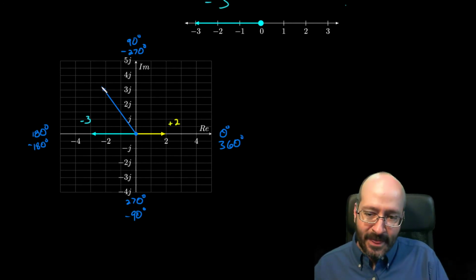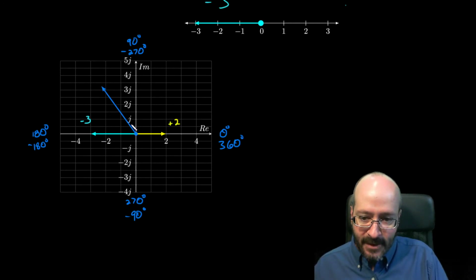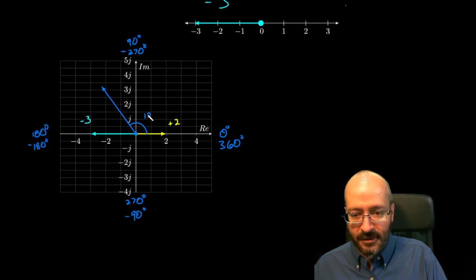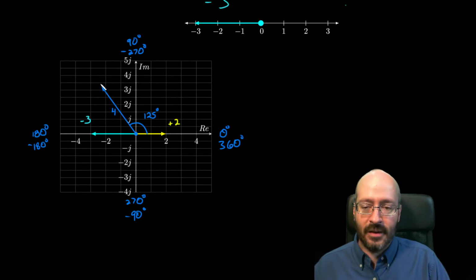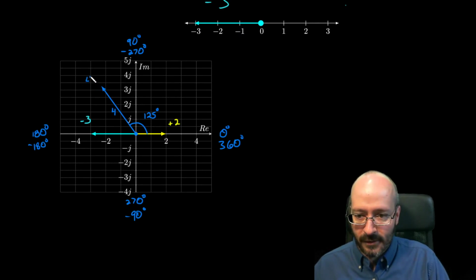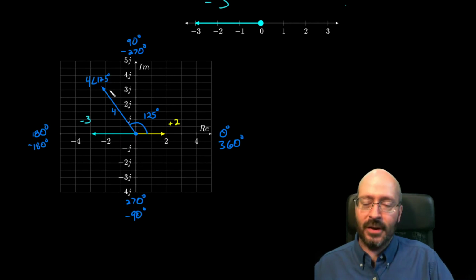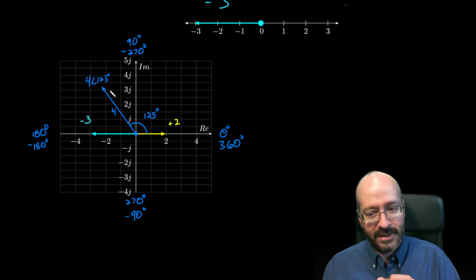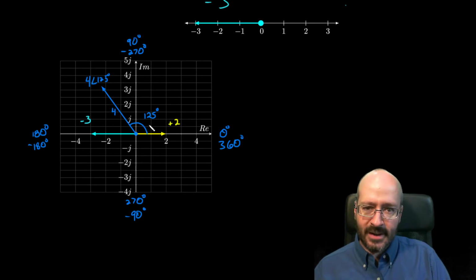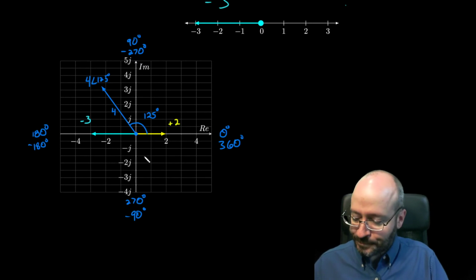So if I want to represent that point on a complex plane, I can measure this angle, and I promise you that it's 125 degrees. And I can measure the distance from the origin, and that's 4. Okay, so I can write this number as 4 at an angle of 125 degrees. And that's just one way I can locate that point. There's two other ways I can do it, and we're going to dig into that a little bit more in this video.